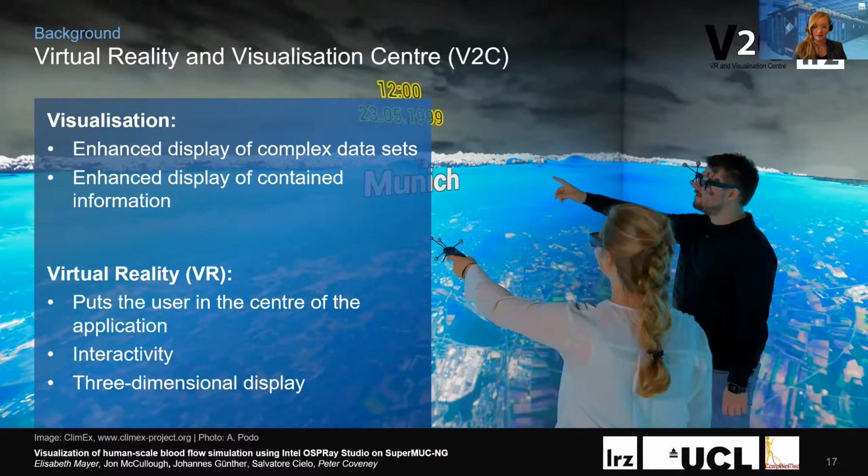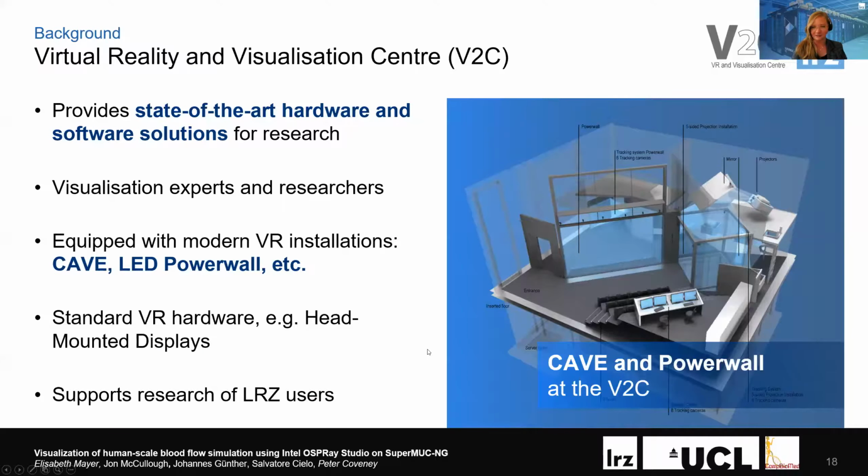And at our center, we do offer three-dimensional displays. So for us, VR also means three-dimensional. As mentioned, we have state-of-the-art hardware. Here on the right, you can see an example. But we don't just offer the hardware, we also offer custom software solutions. We have a team of visualization experts as well as researchers, and we are equipped with these very special virtual reality installations. Here on the right, you can see a projector-based system known as the Cave, which synchronizes over 10 computers and displays the virtual world in this cube, as you can see.